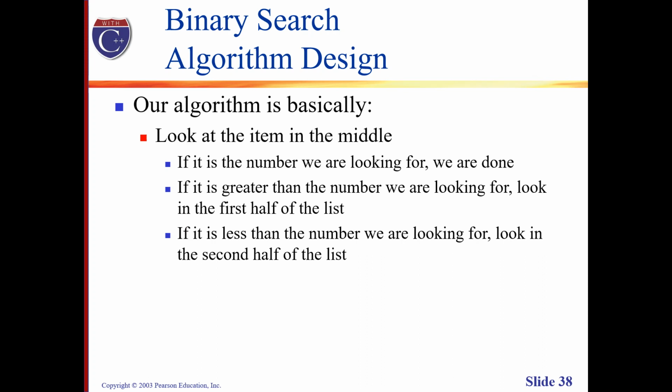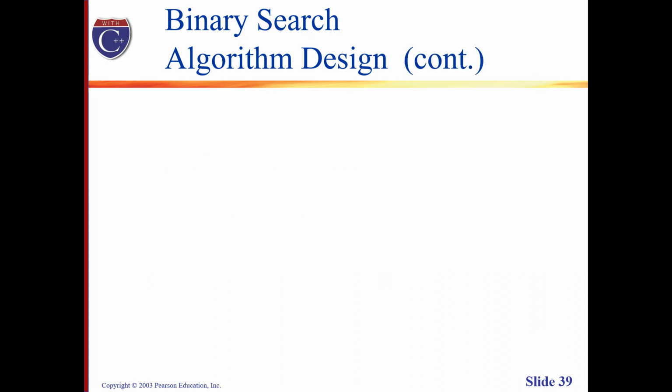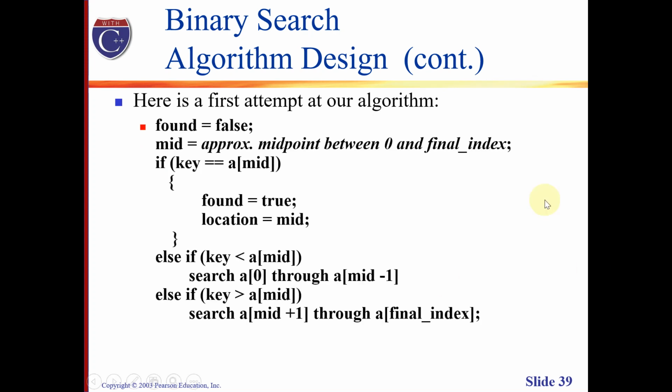If it is less than the number we are looking for, then we will look in the second half of the list. This is the first attempt at our algorithm. Of course, we are going to initialize this variable to false since we haven't found the number that we are looking for. And for this variable, we will set the middle of our array.